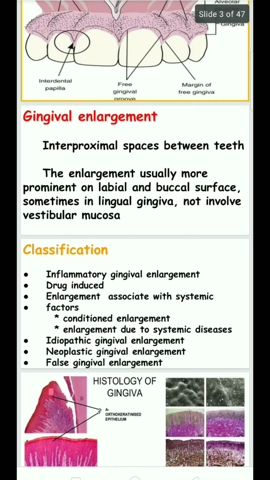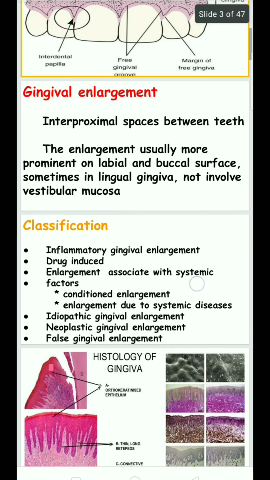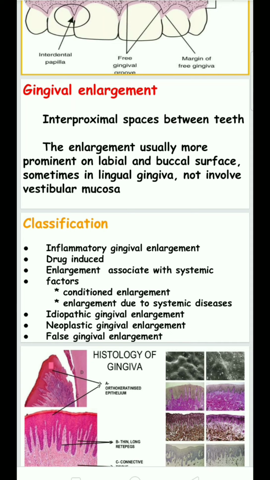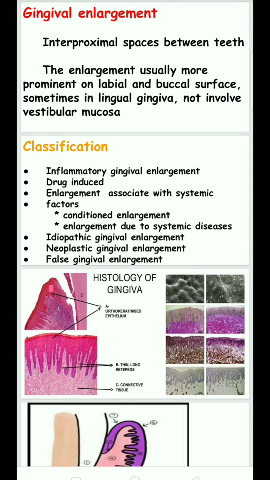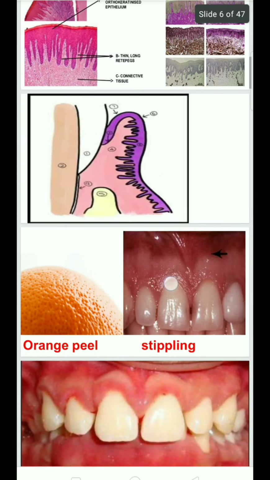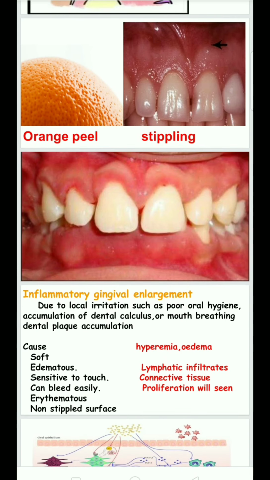Especially the inflammatory gingival enlargement is due to inflammation, and drug induced enlargement, and systemic factors like conditioned enlargement due to systemic disease, and idiopathic gingival enlargement, neoplastic gingival enlargement, false gingival enlargement. There is a variety of causes that lead to gingival enlargement. First we go to the topic of inflammatory gingival enlargement.